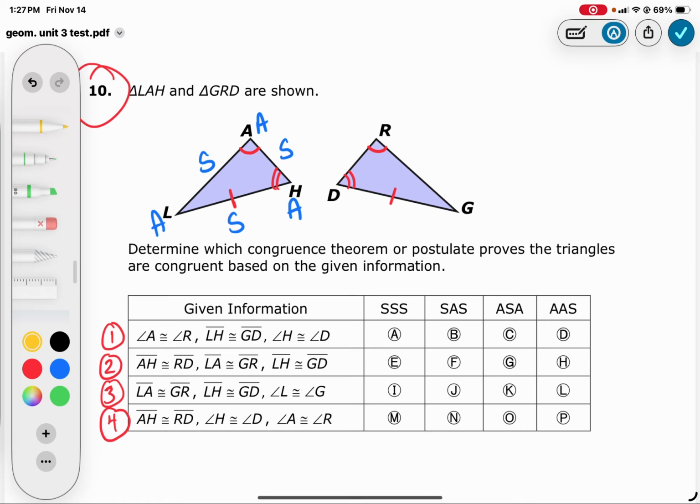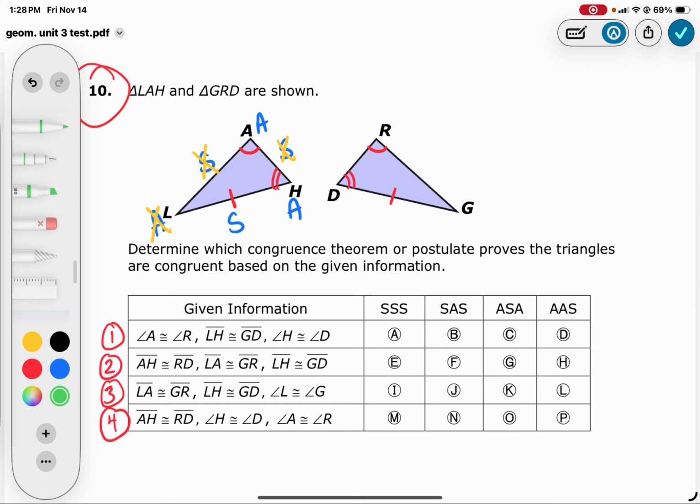Now, I'm going to cross off the angles and the sides that don't have any congruent markings. For example, side AL doesn't have any congruent markings. Side AH doesn't have any congruent markings. And angle L does not have any congruent markings. So the only congruent markings are at angle A, angle H, and segment LH.